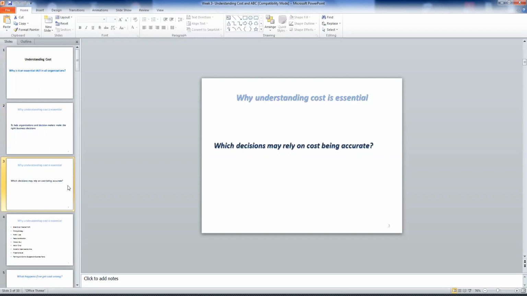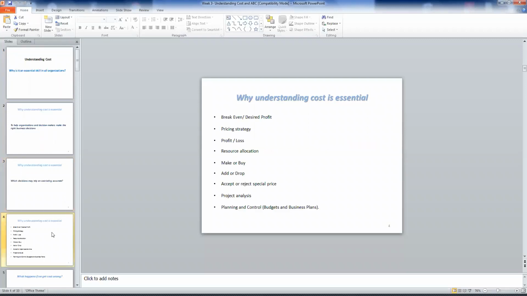Every organization needs to understand the cost of certain things in their operation because they make so many key decisions based on understanding cost. And the reality is that there are many key decision makers and senior managers who don't understand cost, but yet make decisions as though they do. So why is understanding cost essential?